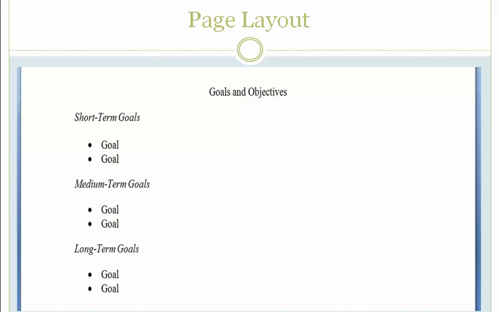This is what the page is going to look like. Again, you're going to start with your title of the section, Goals and Objectives, centered right at the top of the page. You're going to have 3 subsections. Each one's going to be identified. So we have short-term goals identified here, and then your goals will be listed and bulleted underneath that heading. Same thing for the medium-term goals, followed by your long-term goals.